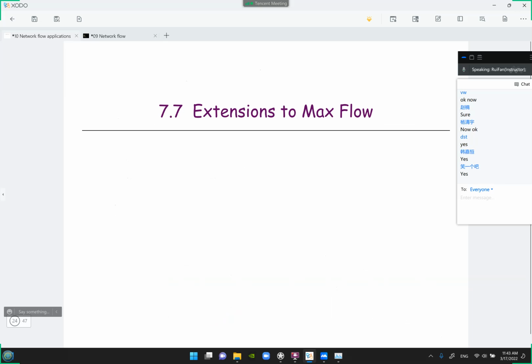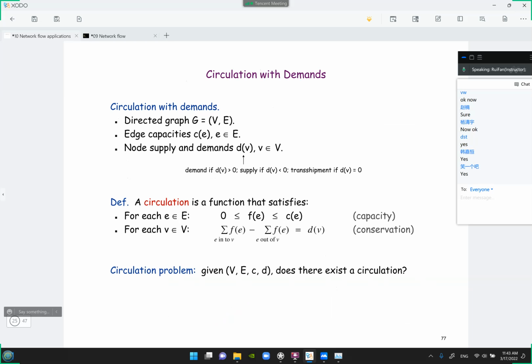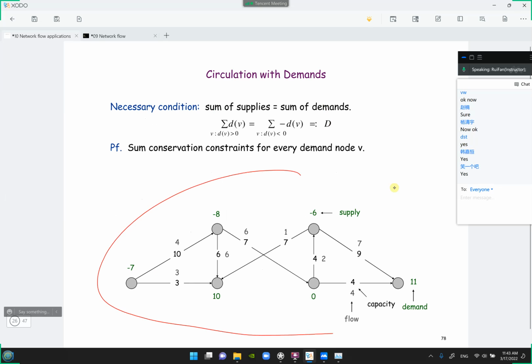All right. So one thing I want to talk about is another problem, which is called circulation. Circulation is very similar to max flow, except that in the circulation problem, you don't have the special source node and sink node. What you have is just a graph like this where you don't have anything special. There are no special nodes in here. Instead, every node can potentially be a source or a sink.